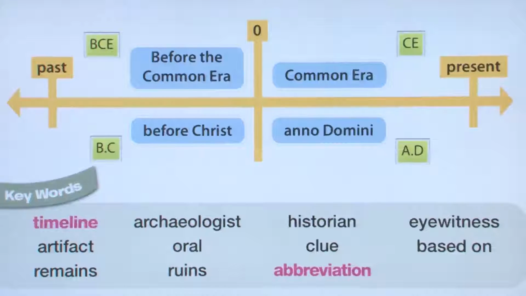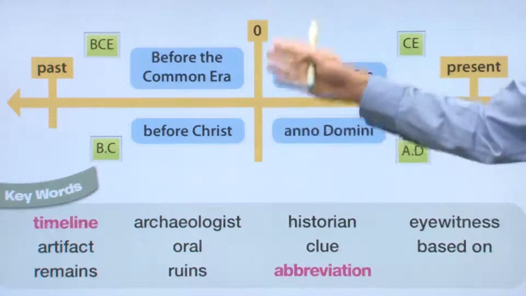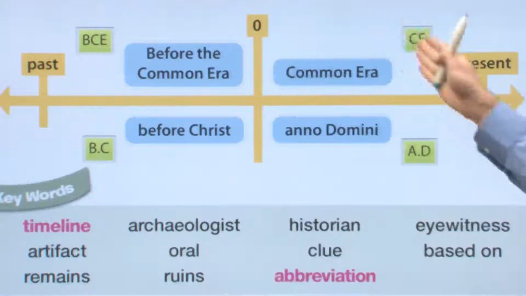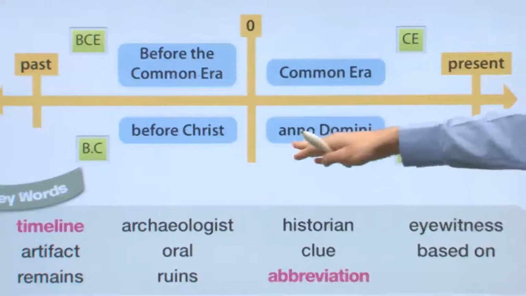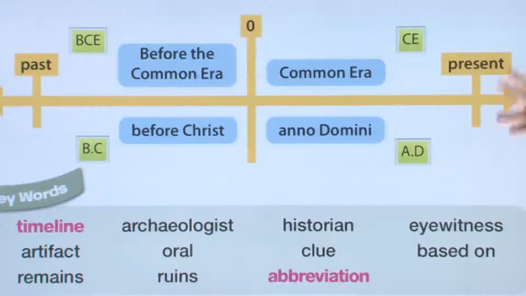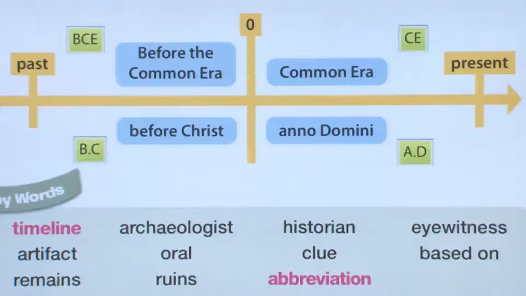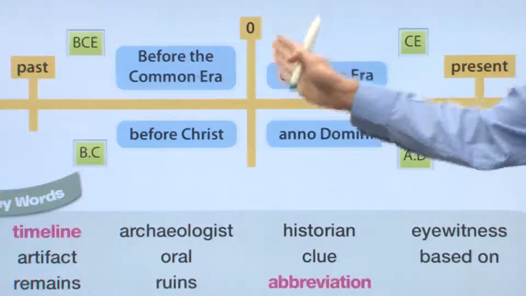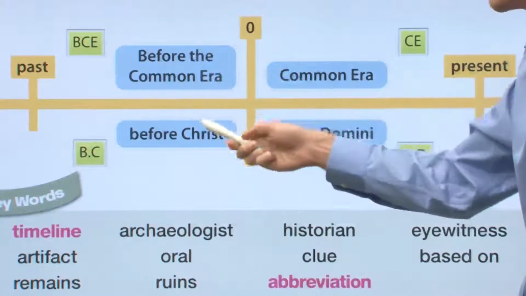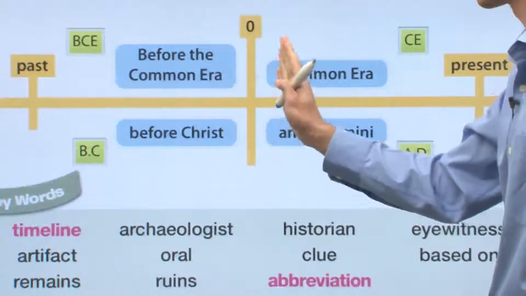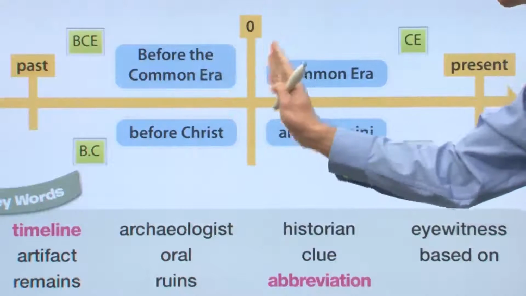Now, we usually break up time on timelines in one way. We usually separate it based on the year 0. After the year 0, we find the Common Era, or Anno Domini. Two common ways of explaining our current time. Before the year 0, we find before the Common Era, or before Christ. 2 common ways of explaining time that occurred before the year 0.